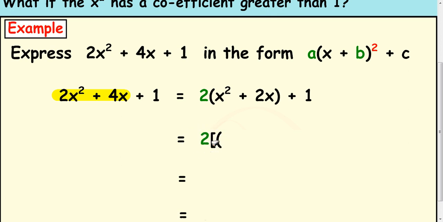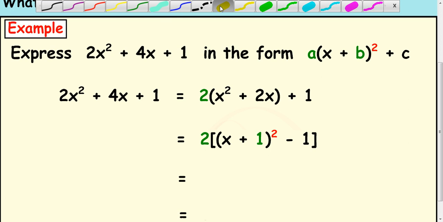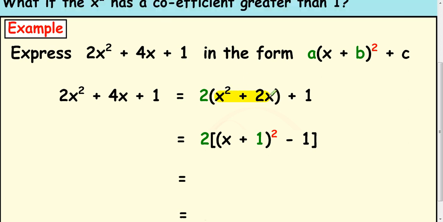So that's going to look like this. Completing the square here, we're going to have x plus 1 all squared. This is going to generate an extra 1 here when you square this out, so we take that away and then we close our square brackets. So we're completing the square here, and this is what we end up with.